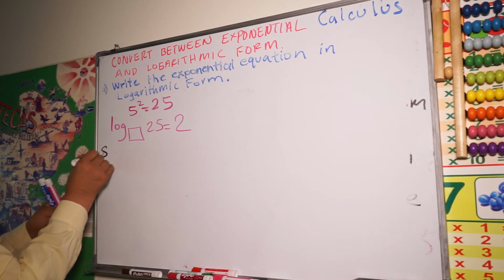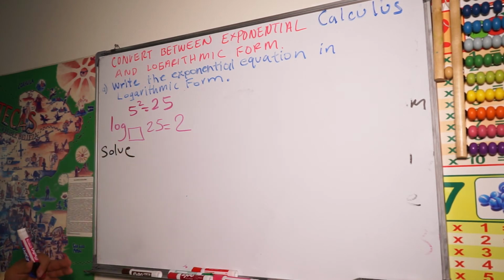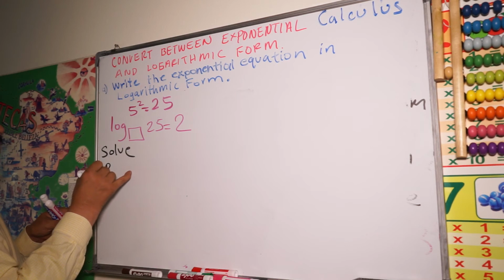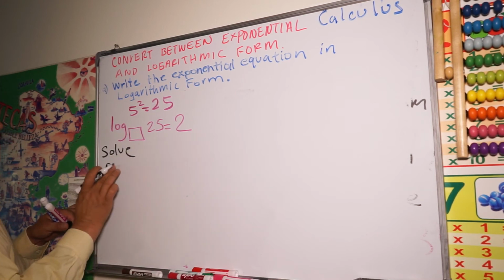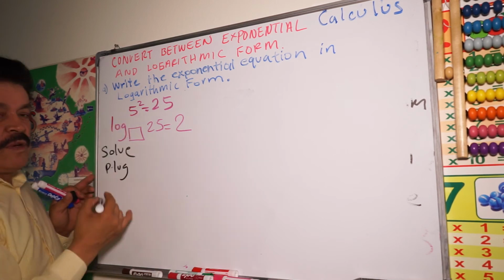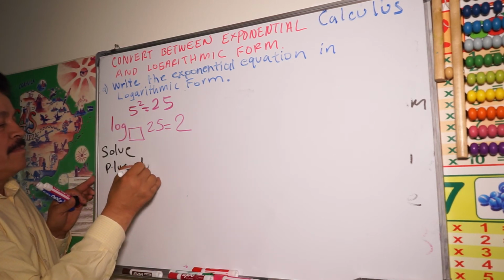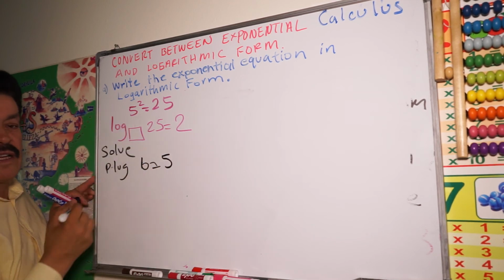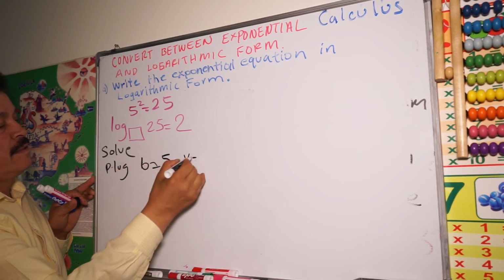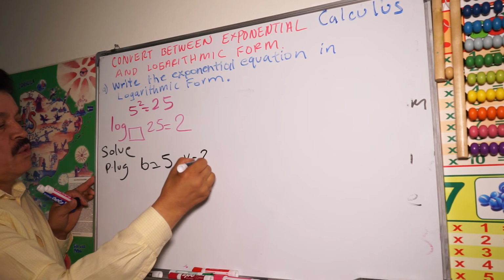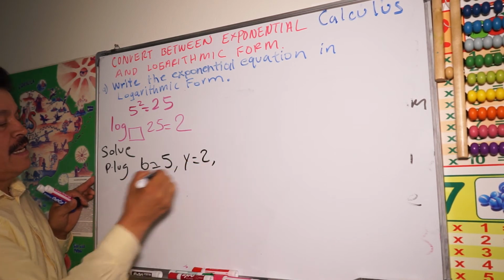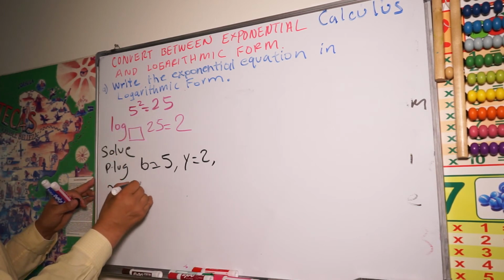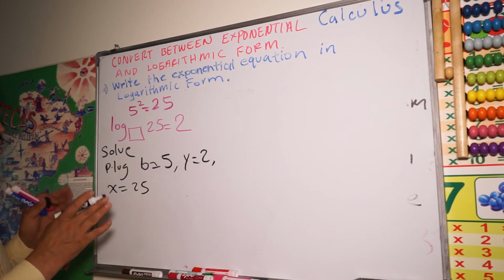Next step. How do we solve the problem? We just plug in the information that we have. B, how much is B? B is 5. How much is Y? Y is 2. And X, how much is X? X is 25. It's very easy.